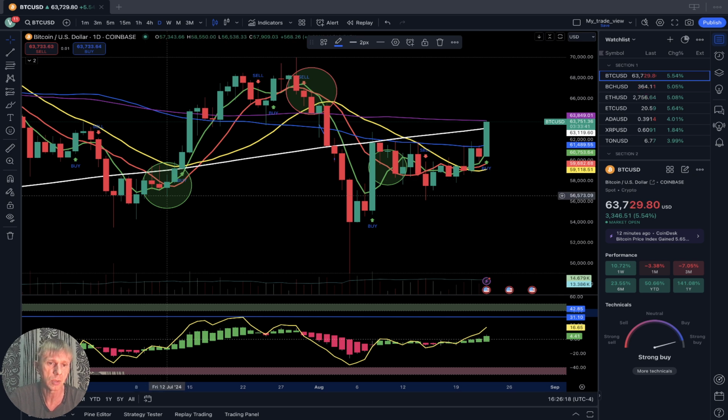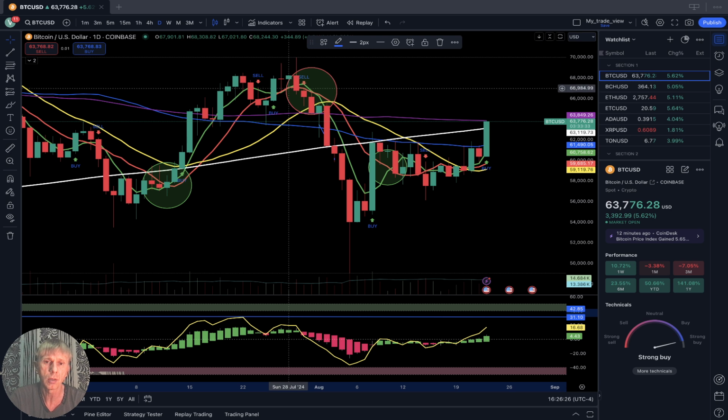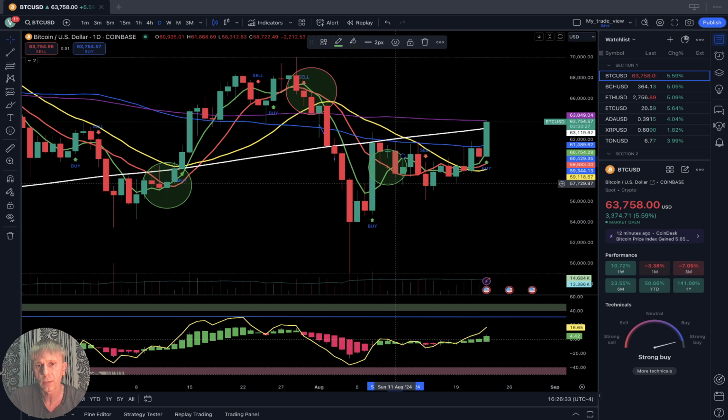Like on my chart, you see the green circle. When SMA 5 did a bullish crossover over red, it was the entry point for a bullish trend. And the red circle, when SMA 5 did a bearish crossover over red, it was the entry for a bearish trend.